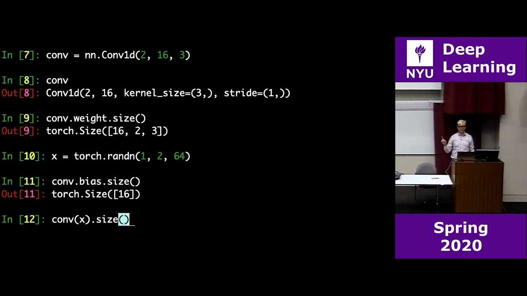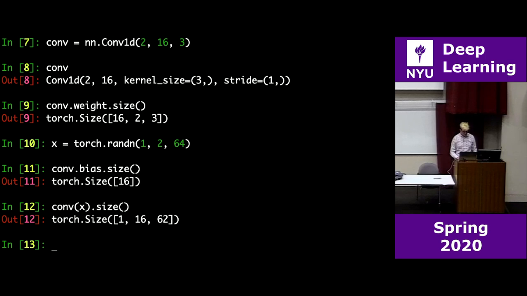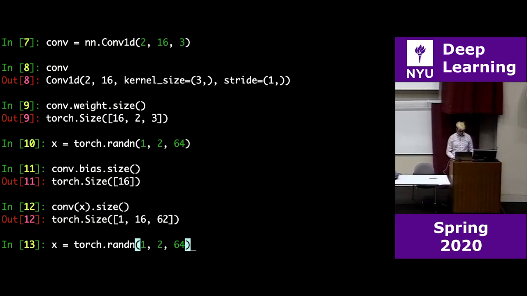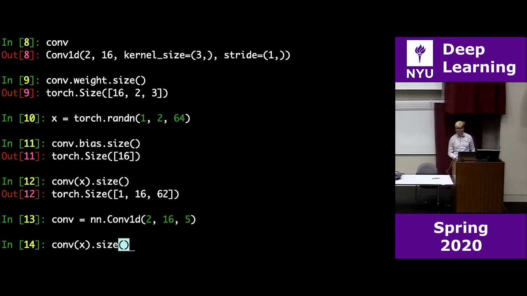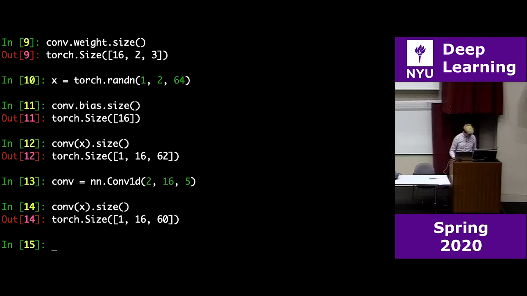So I'm going to still have one sample, right? How many channels? 16. What is going to be the length of the signal? 62. Okay, fantastic. All right, so what if I'm going to be using a convolution with size of the kernel 5? What do I get now? 60. Okay, you're following. Fantastic.